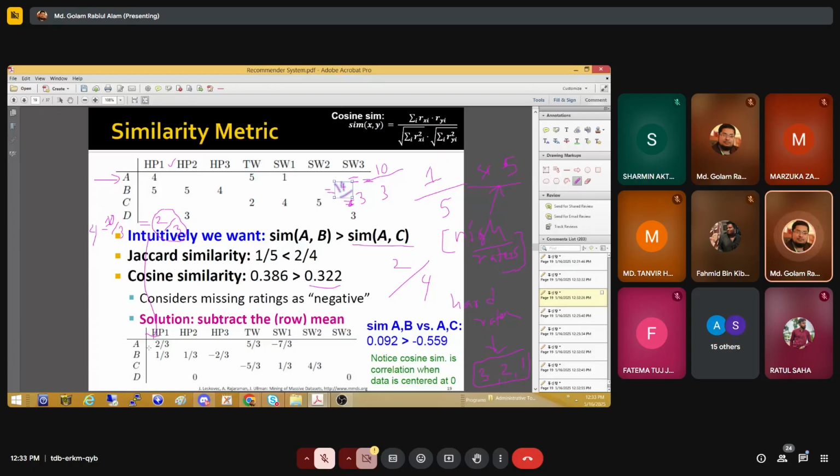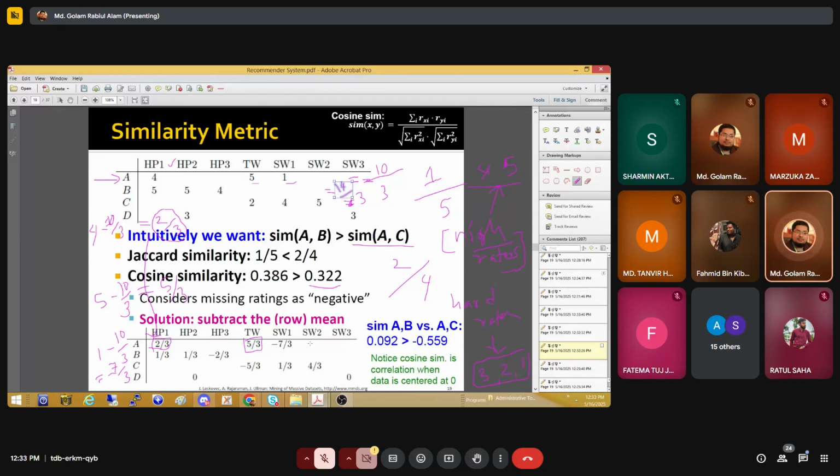Similarly, there is 5. Here 5 after mean subtraction, minus 10 by 3, it will be 15 minus 10, that is 5 by 3. So here is the 5 by 3. And this is 1, so 1 minus 10 by 3 will be 3 minus 10, that is negative 7. So negative 7 by 3.